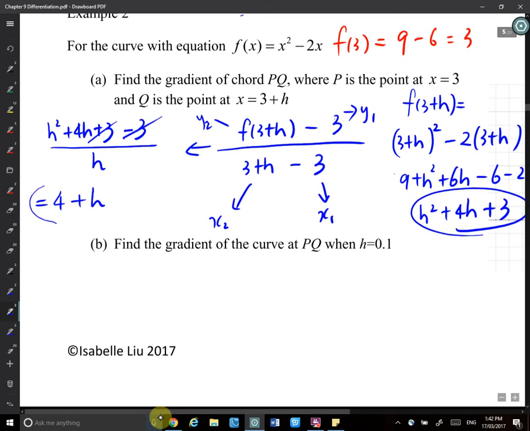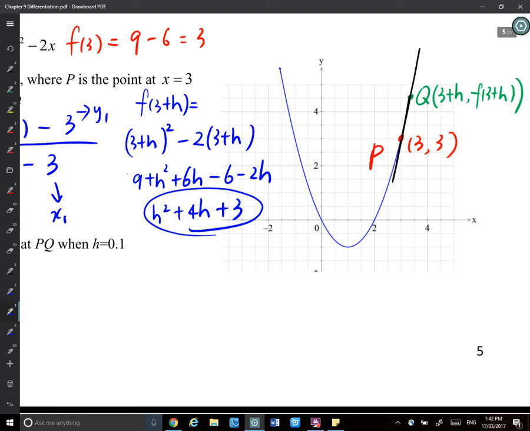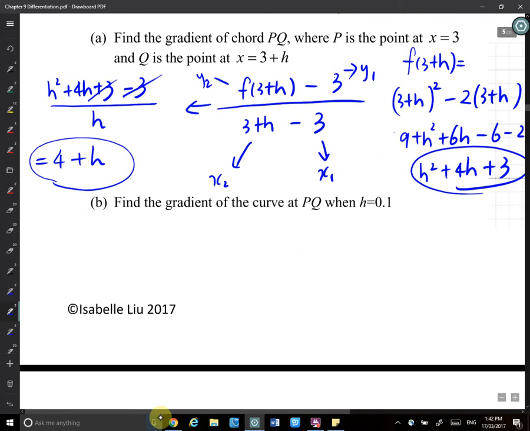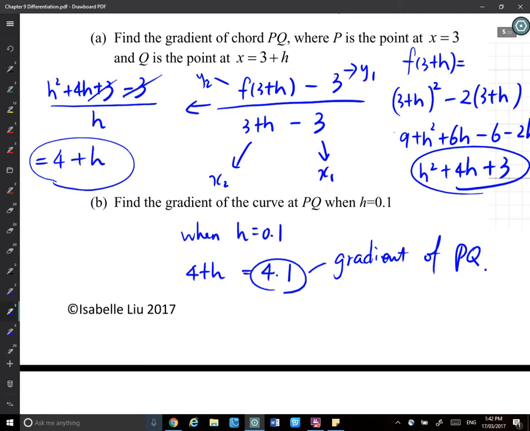So that's the gradient for PQ, for in between P and Q. The larger the h, the larger the gradient. The smaller the h, the smaller the gradient. Okay? So find the gradient of the curve at PQ when h equals 0.1. When h equals 0.1, 4 plus h equals 4.1. So the gradient of PQ is 4.1.